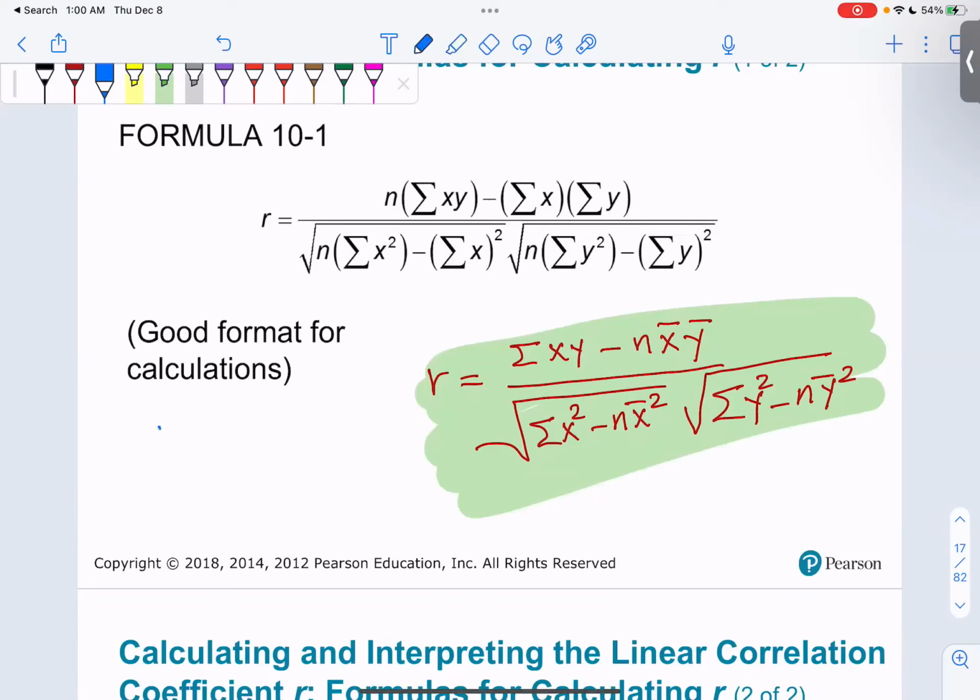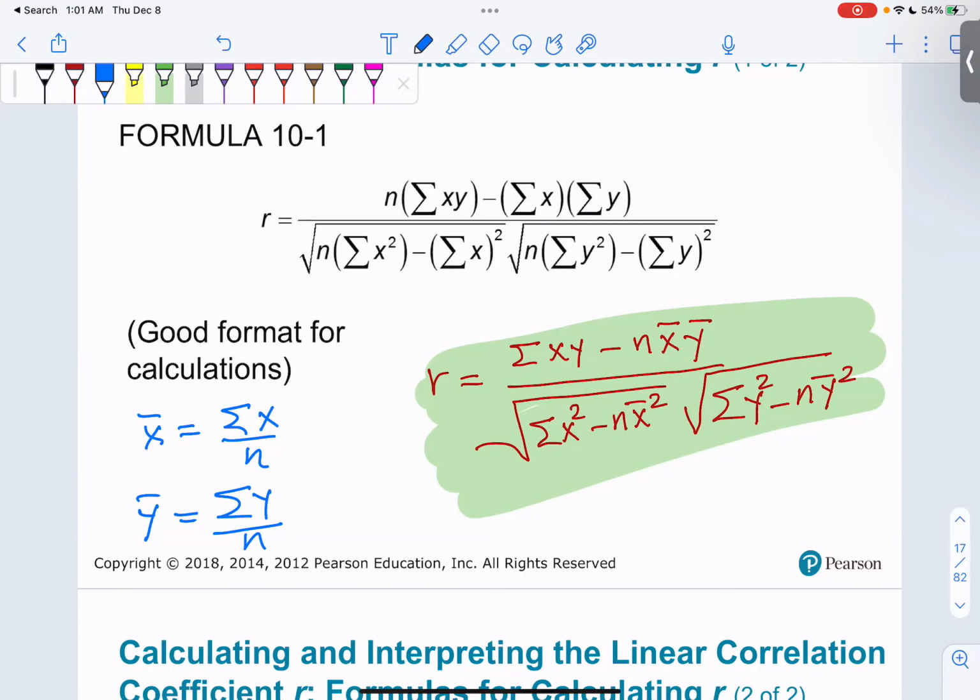Remember, X bar is what? X bar is summation X divided by N, and Y bar is summation Y divided by N. So you can easily find X bar and Y bar if you have a sample of data.